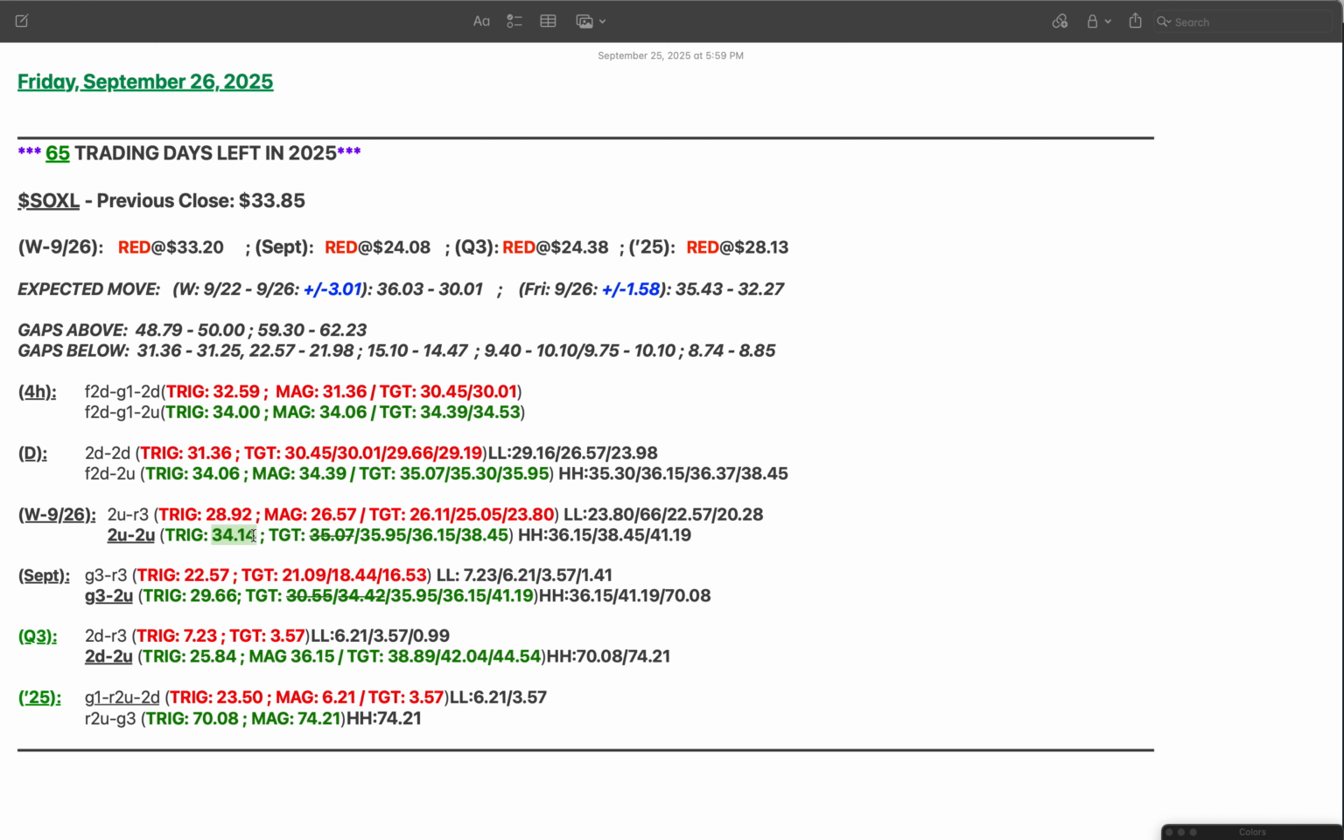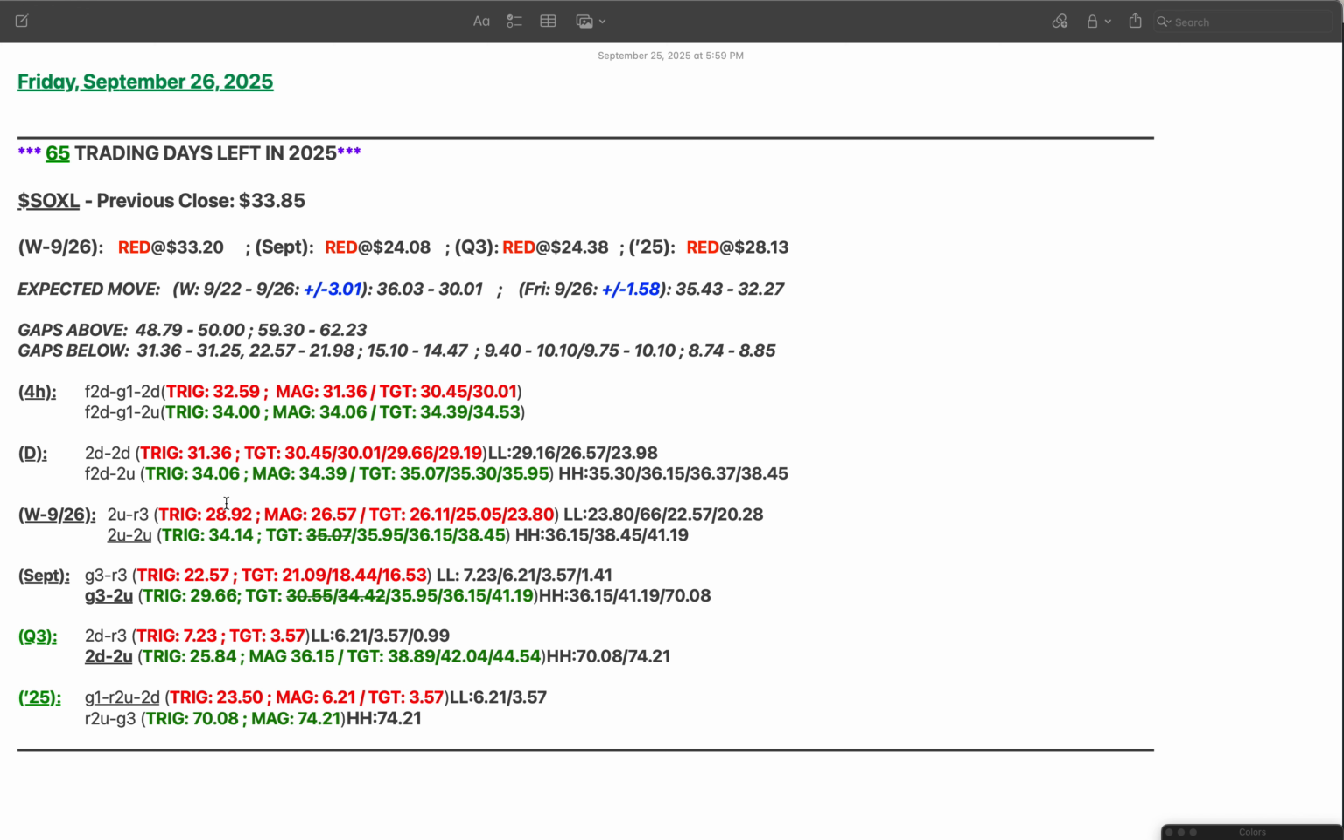So we're above 34.14. Actually, you know what? I don't have that right. We're not in force anymore, right? Because the 34.14 would keep us in force. We're at 33.85. So we're at a 2 up. We triggered. We hit one target, but we're still targeting this 35.95. If we were to go red 3, we've got, that's what, $5 more to go. So I don't think that would happen tomorrow. But if it were to, it'd have to get all the way down to this 28.92.